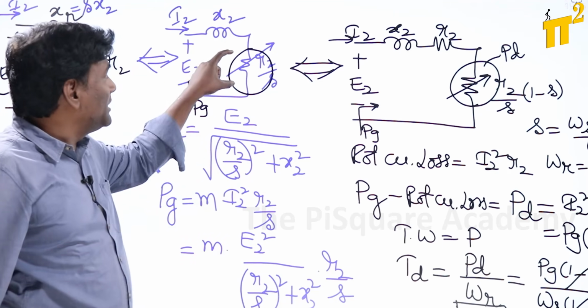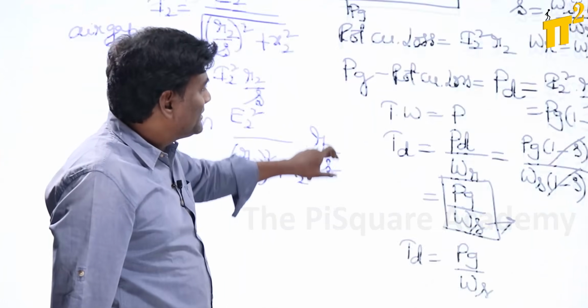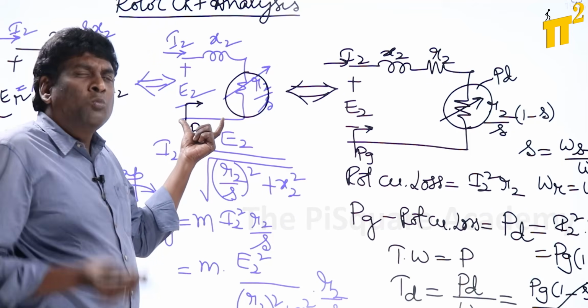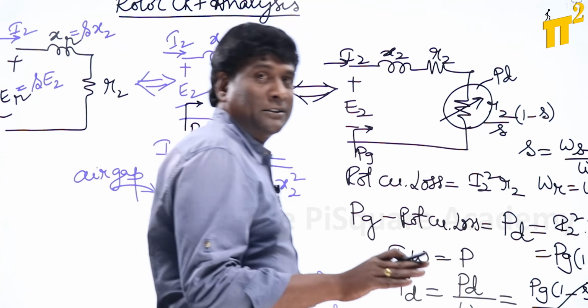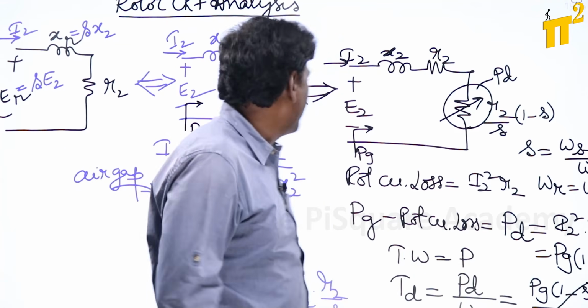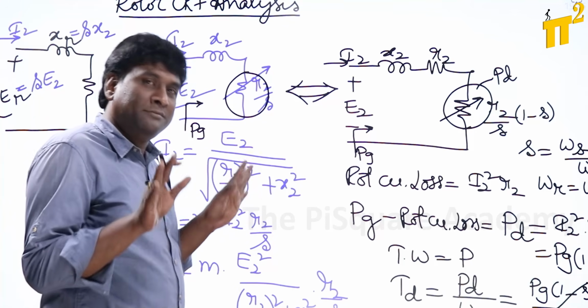What is the power absorbed by this? I2 square R2 by S. So you are supposed to keep this small circuit in mind, such that 70% of the problems asked in induction machines can be easily solved. Just keep this particular circuit in mind. It's a small circuit only.